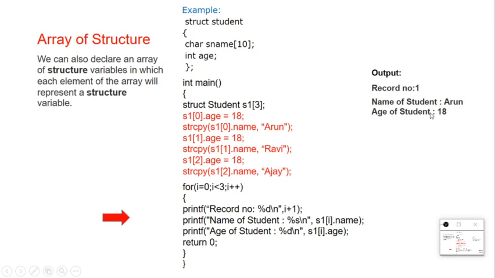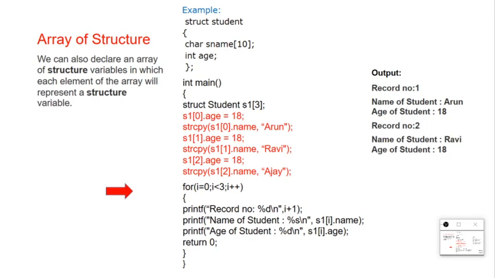Again next I will increase to 1. So record 2, name of the student Ravi, and age of the student 18. Again next I will become 2 and it will print record number 3, name of the student Ajay, and age of the student 18. Right, after that i will become 3, the condition fails and it will stop.